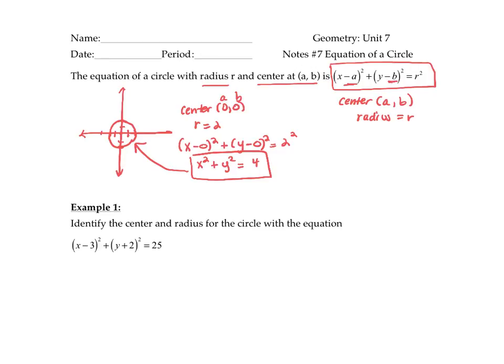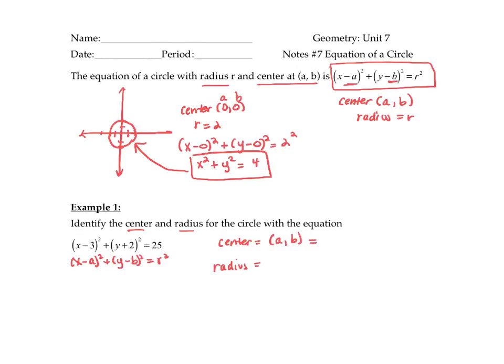All right, our first example is pretty standard. It says identify the center and radius for the circle with the equation (x minus 3) squared plus (y plus 2) squared equals 25. So we want to find the center, and we want to identify the radius. You might find it helpful as you get started to have the standard form written below it. So that's (x minus a) squared plus (y minus b) squared equals the radius squared, and the center is at a, comma, b.